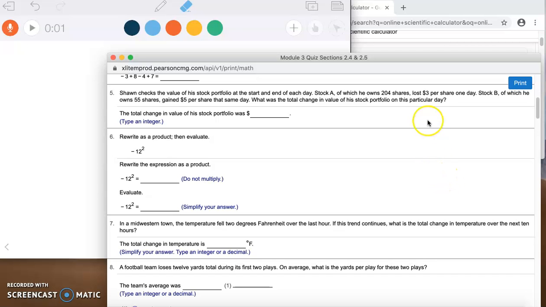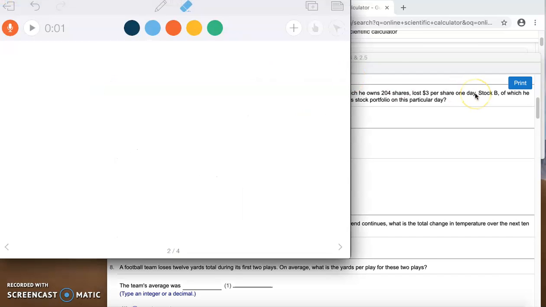One thing I want to point out is that we heard lost $3 and gained $5. So that tells us that this is going to be a negative number and this is going to be a positive number. What is the total change in value of a stock portfolio on this particular day? So the total change is going to equal the change in A plus the change in B.